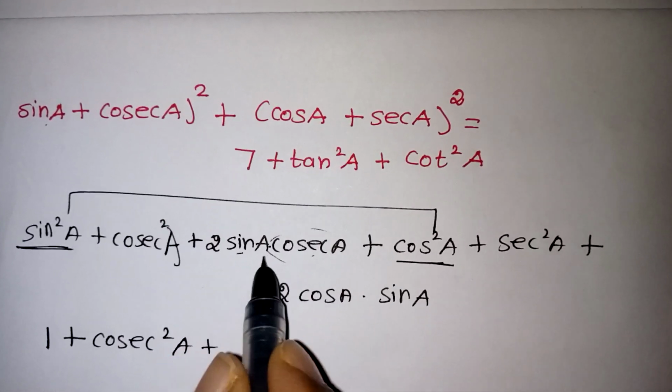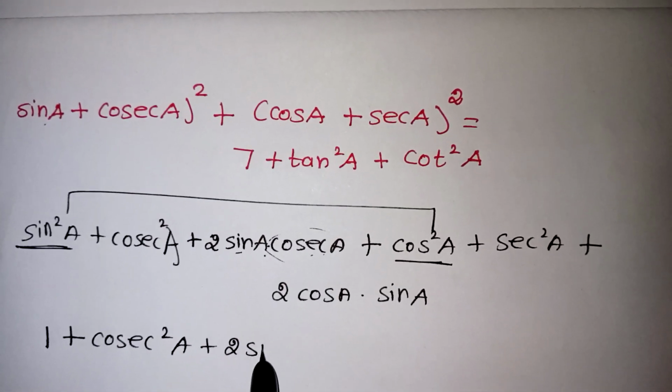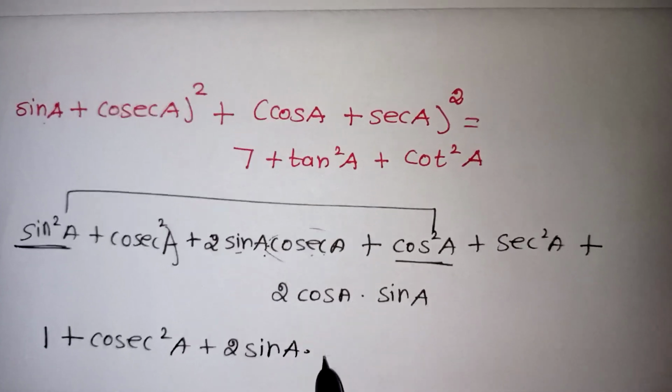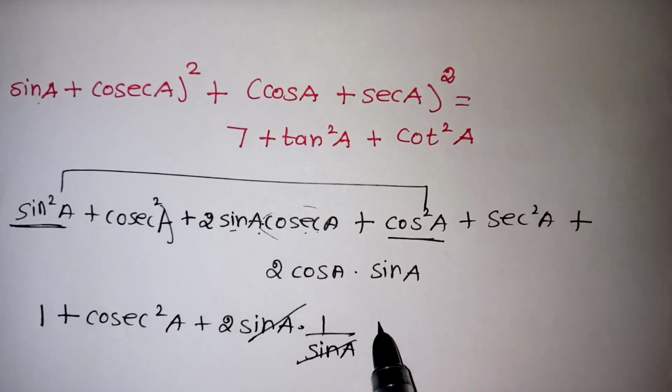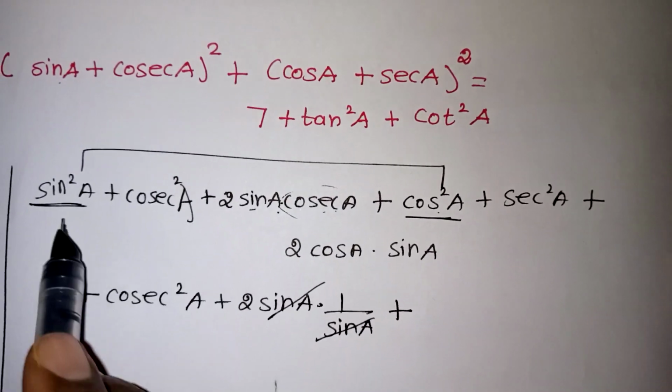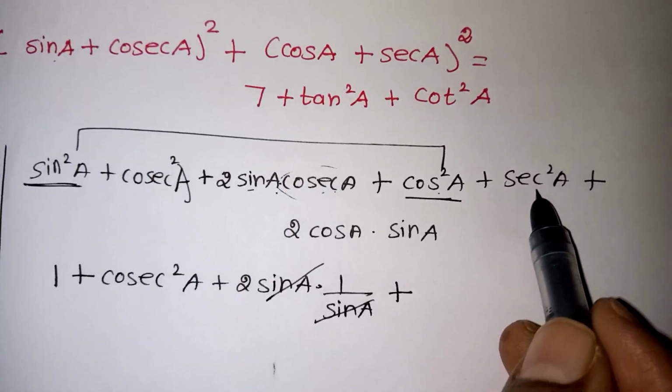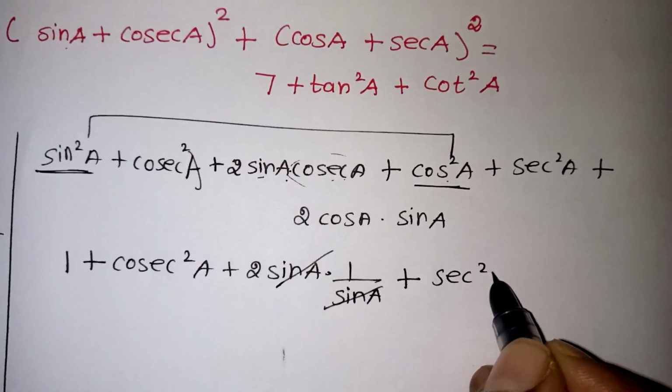This one is 2 sin A cosecant A. So that is 2 sin A, cosecant A will be written as 1 by sin A. So the sin A and the sin A will get cancelled. Plus this one we already added with sin squared A, no need to write again. The secant squared A will come as it is now.